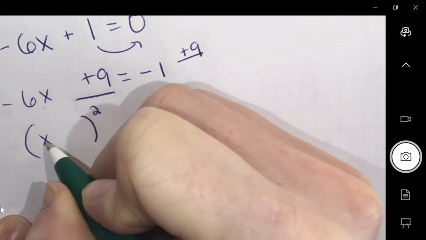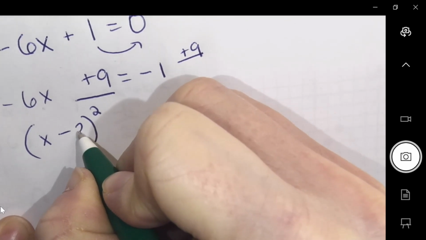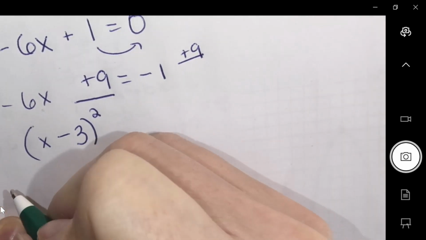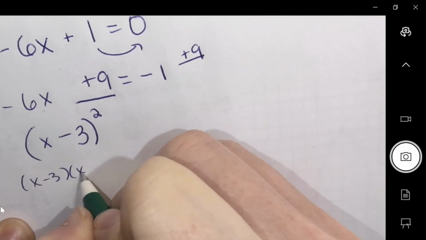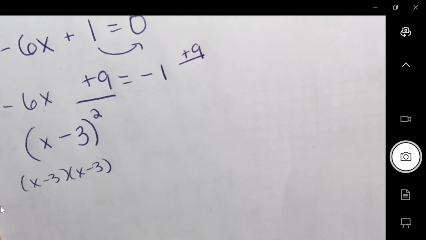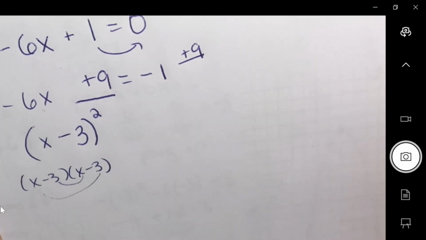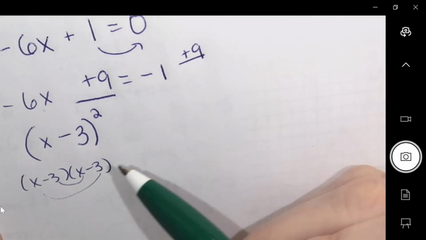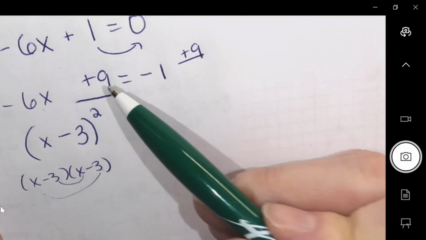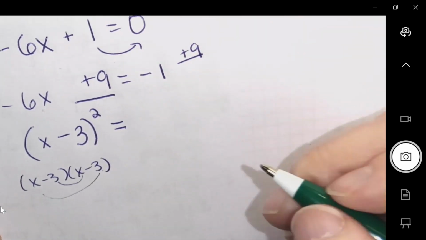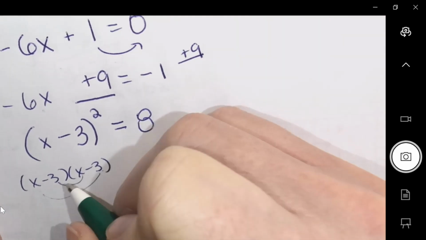X. Right? Can you visualize yourself foiling this? Can you visualize the FOIL of that? Minus 3x, minus 3x, check, minus 6x. Minus 3 times minus 3 is the 9. Equals 8.